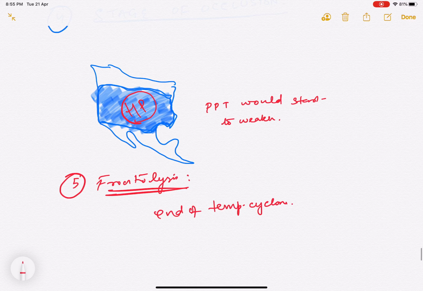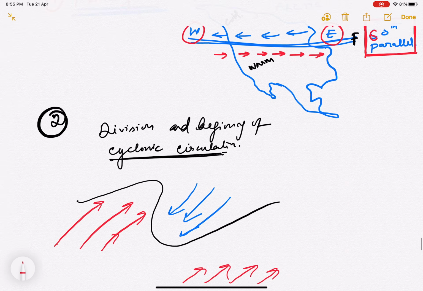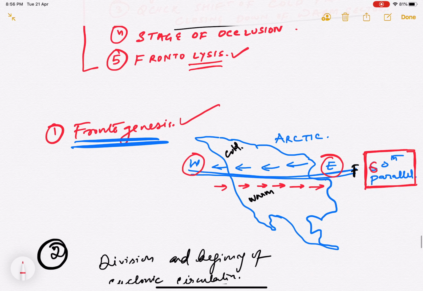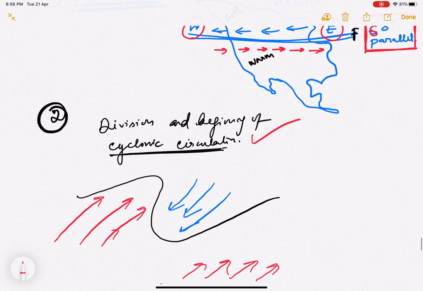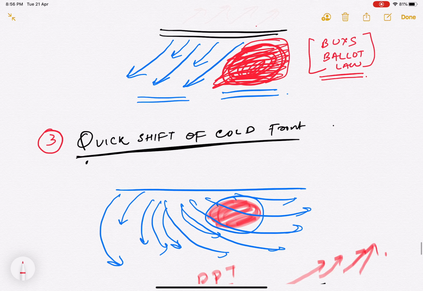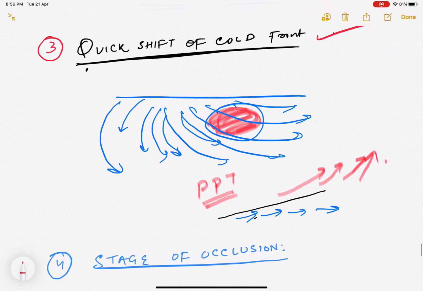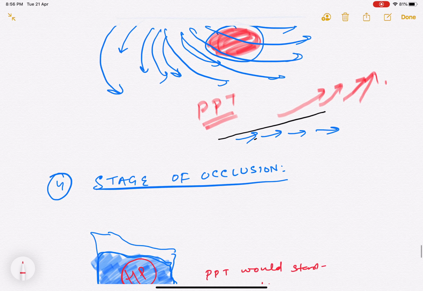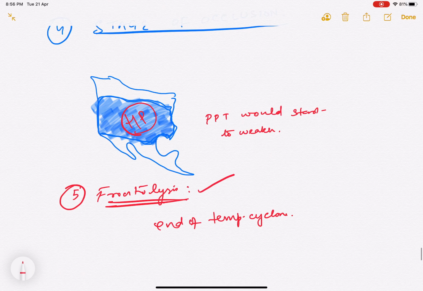So basically this entire process, from the stage of frontogenesis, to the division and the beginning of the cyclonic circulation, to the quick shift of the cold front and the complete occupance of the warm front, and the stage of occlusion to the stage of frontolysis, is a time span of 15 to 20 days.